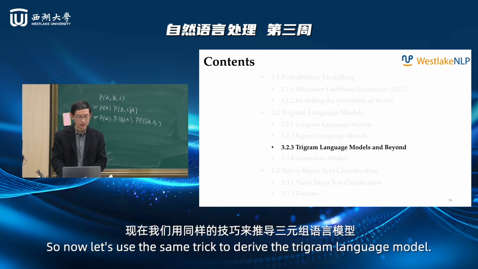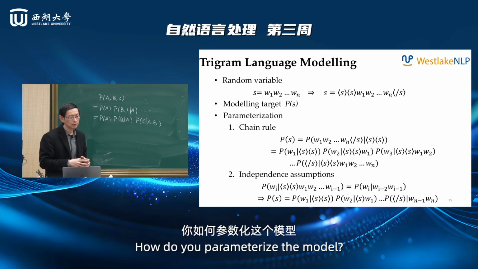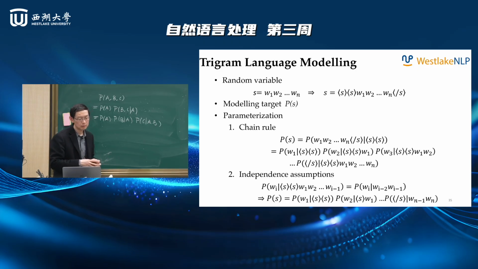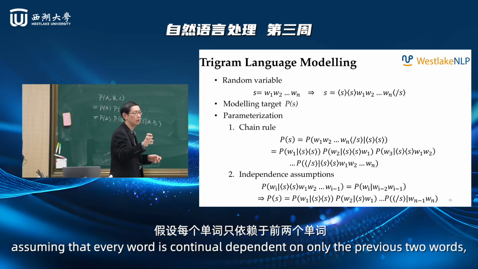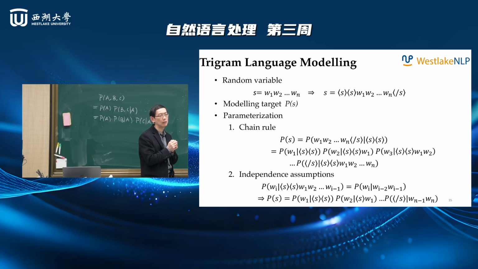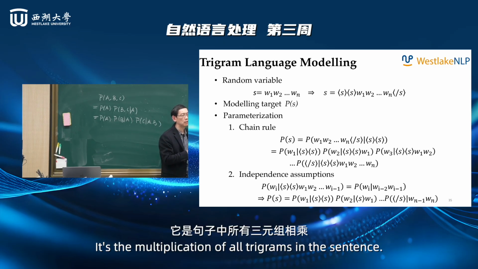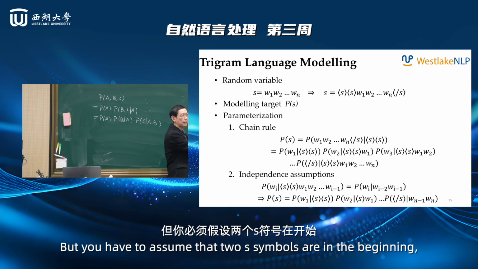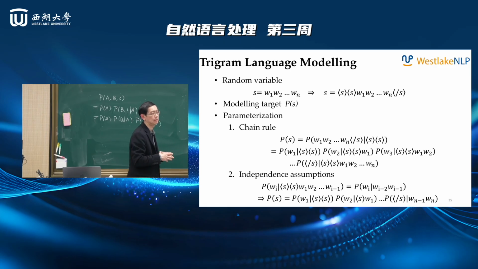All right, so now let's use the same trick to derive the trigram language model. The modeling target is the probability of a sentence. How do you parameterize the model? You do it by first applying the chain rule, and then you make independence assumptions, assuming that every word is conditionally dependent on only the previous two words. And you end up with this equation to calculate the probability. It's the multiplication of all trigrams in a sentence. But you have to assume that two start symbols are in the beginning, and they must happen. The probability of them is one.